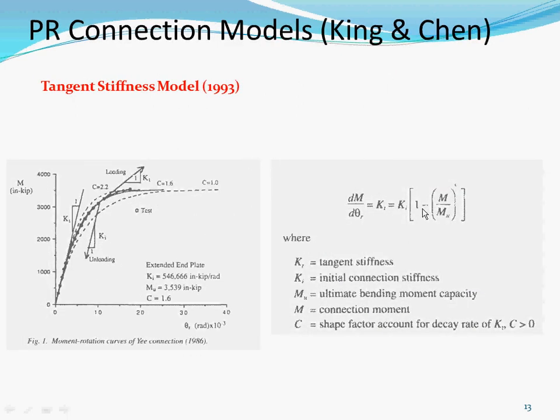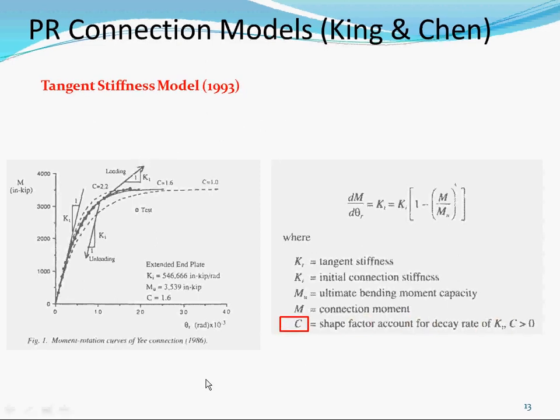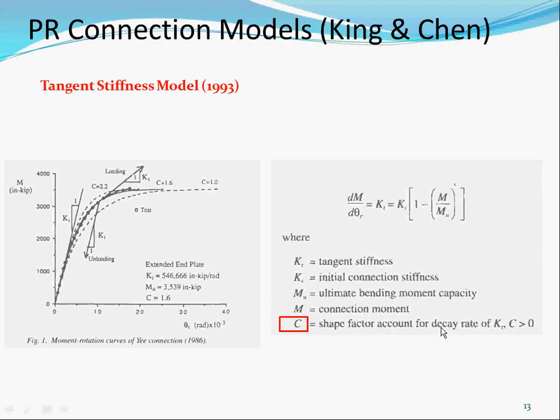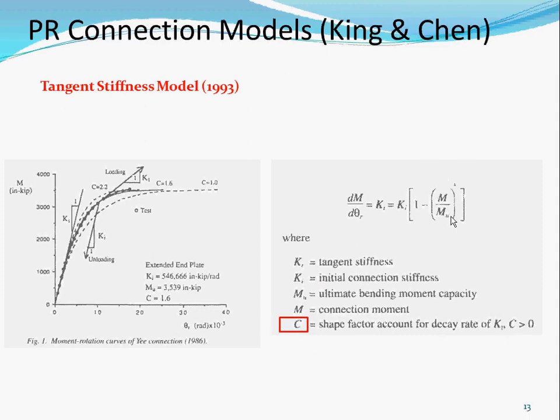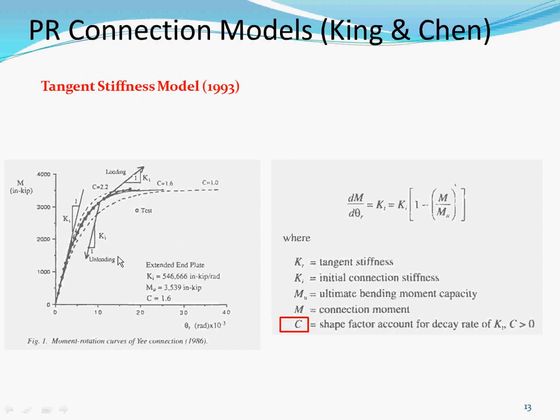Another way, also very similar, is called the tangent stiffness one. This one, instead of n, they call it a shape factor to account for the decay rate. Very similar concept. Instead of calling it n, they call it a C. The equation is slightly different, but the same concept: you get a different C, you get a different equation. I mean, different shape.